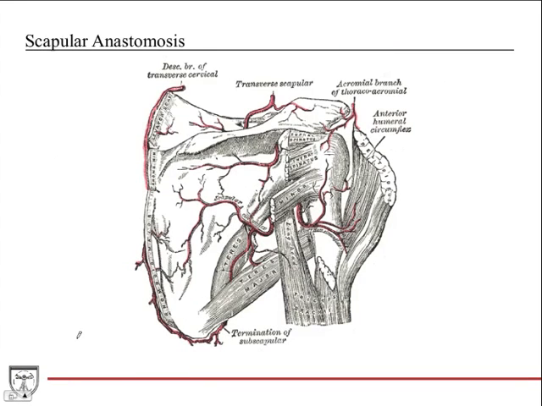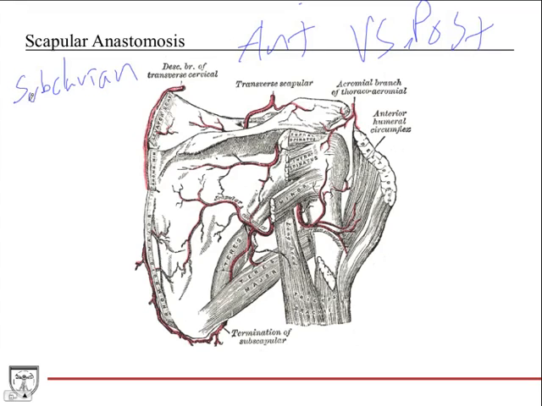So these pathways, what do they involve? Okay, there's two of them. There's an anterior pathway and a posterior pathway. Okay, so let's start with the anterior pathway. So the anterior pathway just starts with the subclavian. Subclavian gives rise to the thyrocervical trunk. Then the thyrocervical trunk will give rise to the transverse cervical.